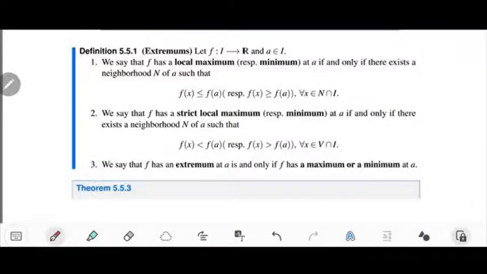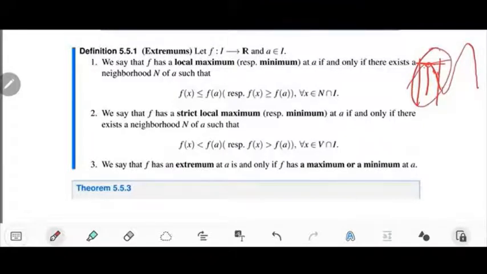So we say that f has a local maximum or a local minimum at a point A if there exists a neighborhood N of A such that any point in this neighborhood has its image less than the image of A. So even if the function goes higher at some points far away, at this point you can find a neighborhood of A such that all the points in here have their values less than f of A. It means that at this point A you have a local maximum.